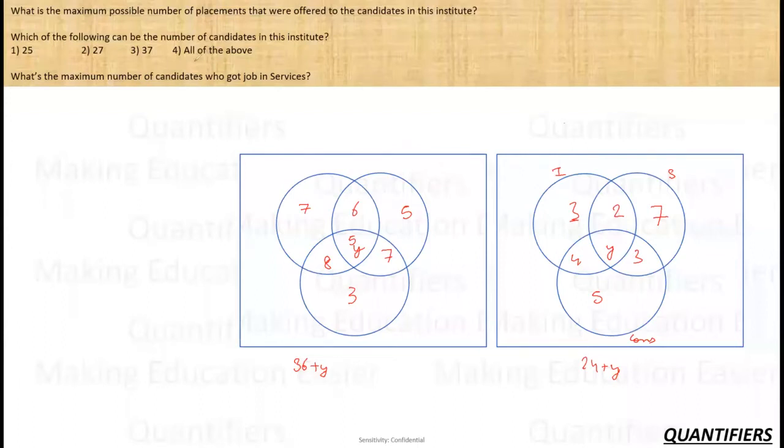30, 40, total is 41, so I cannot keep this y as 5, right? I can keep it at maximum 3 because the total number of people has to be less than 40, right? So these are the number of allocations done. Now what is the maximum number of placements here? 7, 3, 10 and 5, 15, 15 into 1, plus 8, 7, 15, 6, 21 into 2.